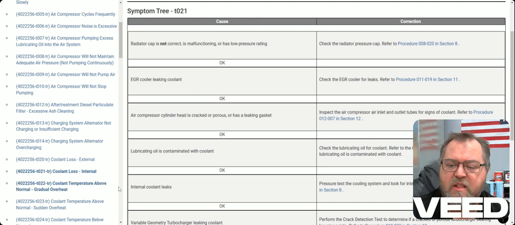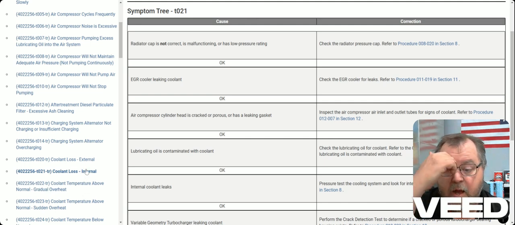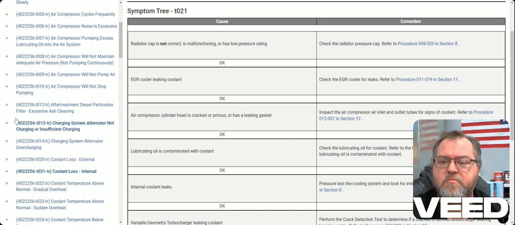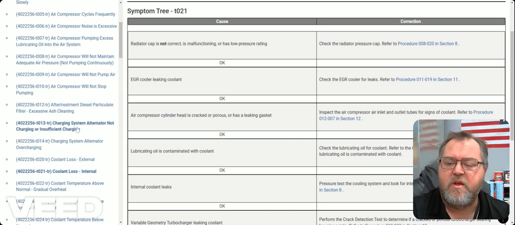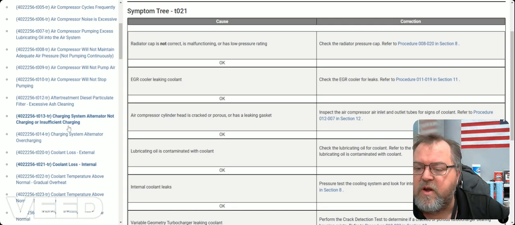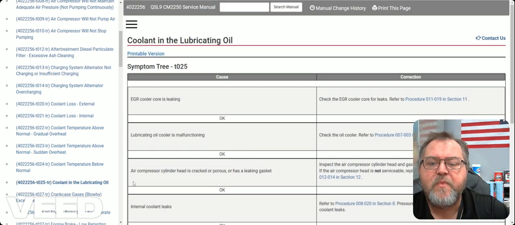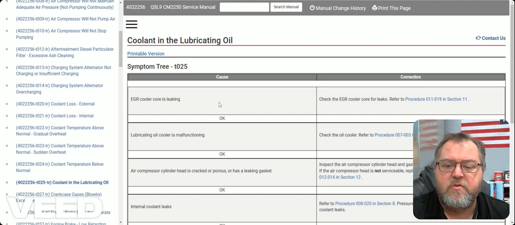So the first thing I looked at was coolant loss internal, but apparently you have to specify in this troubleshooting chart. So we worked our way through this chart, and now we found out that coolant in the lubricating oil has its own symptom over here on the left-hand side that we can go to. So now we're going to come back over here, scroll down, and we see coolant in the lubricating oil. We're going to click on that. Then it takes us back to another troubleshooting start.